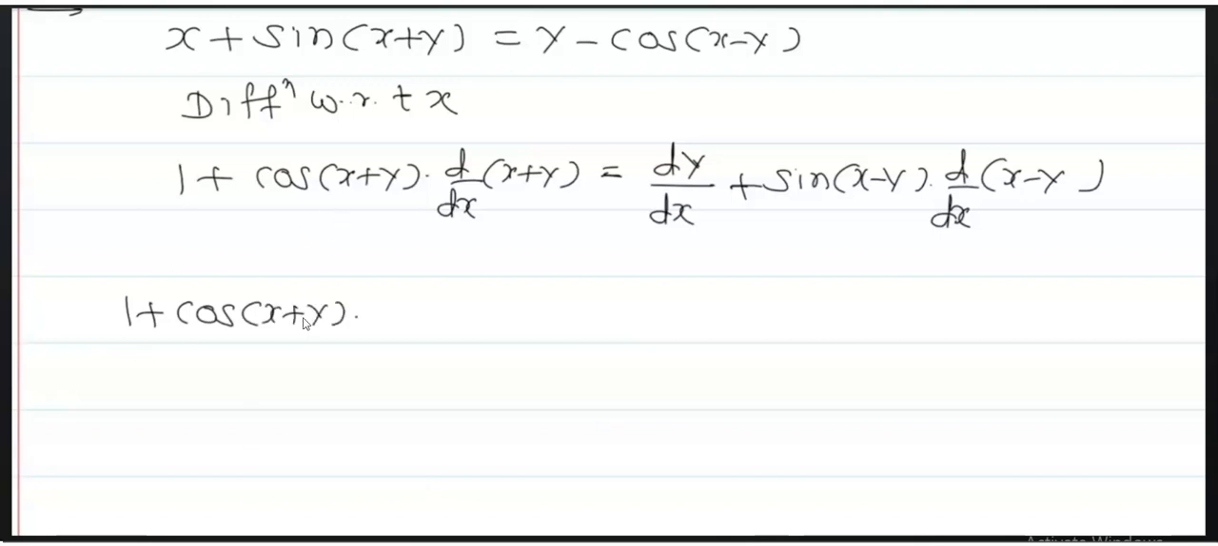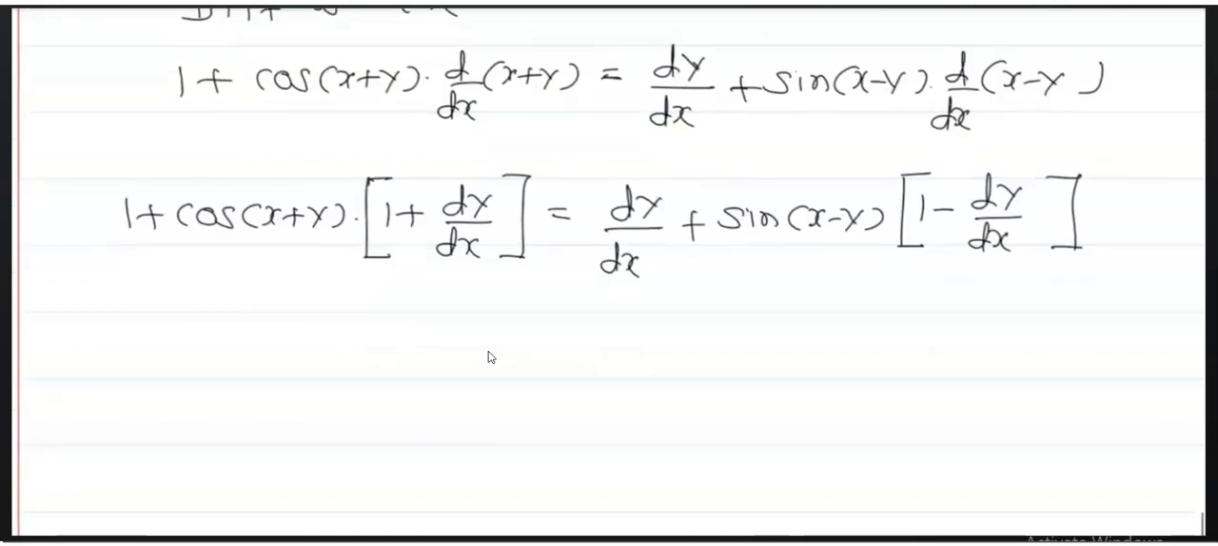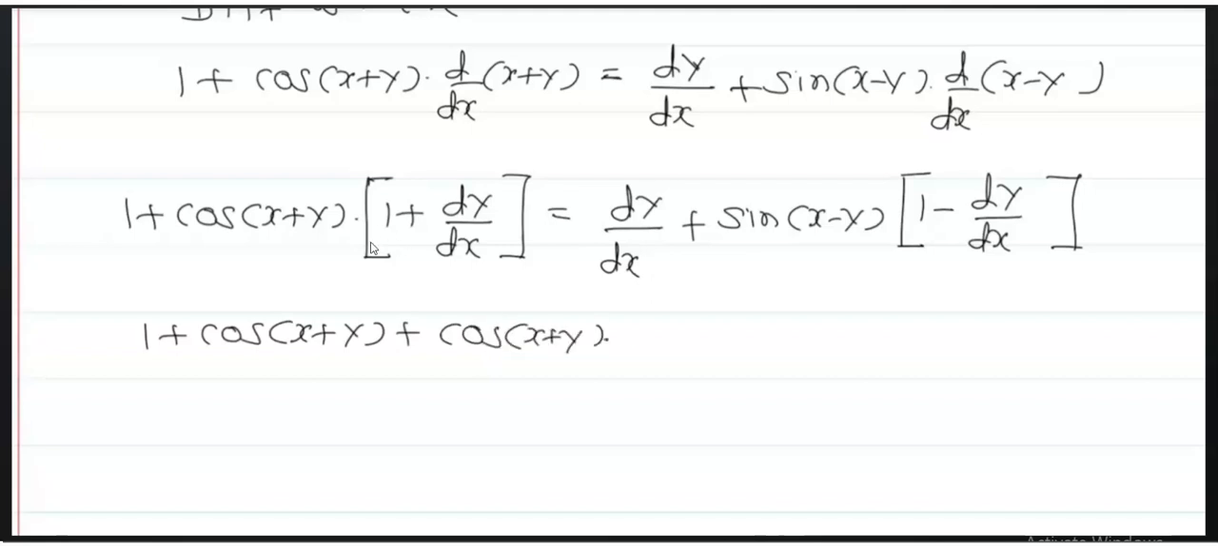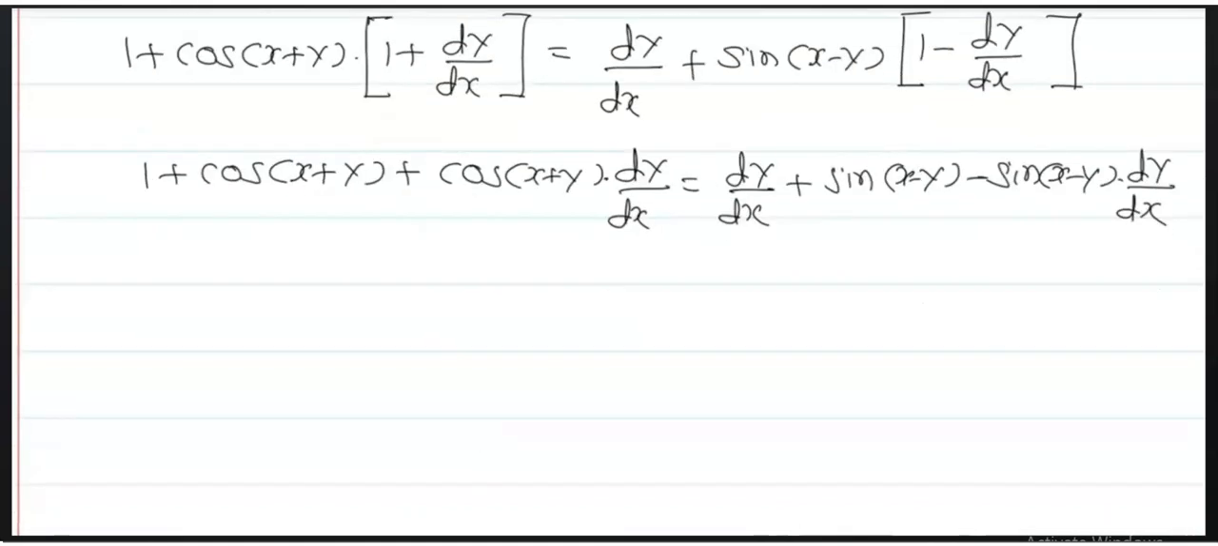That is 1 plus cos of x plus y into d/dx of x plus y, where the derivative of x is 1 and y is dy by dx, is equal to dy by dx plus sin of x minus y into d/dx of x minus y, where the derivative of x is 1 and y is dy by dx. Now collect the terms of dy by dx. That is 1 plus cos of x plus y plus cos of x plus y into dy by dx is equal to dy by dx plus sin of x minus y minus sin of x minus y into dy by dx.